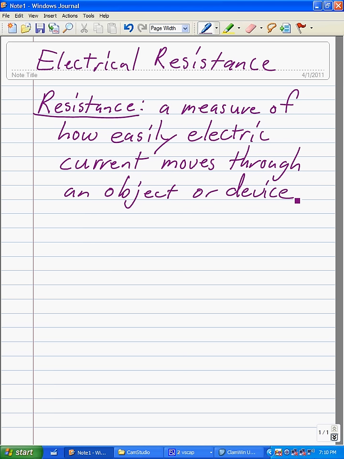Some factors that impact resistance. Well, we saw that how long the resistor is, or how short it is. So the length of the actual resistor, or object, wire, can have an impact on how easily it is for electricity to get through it.